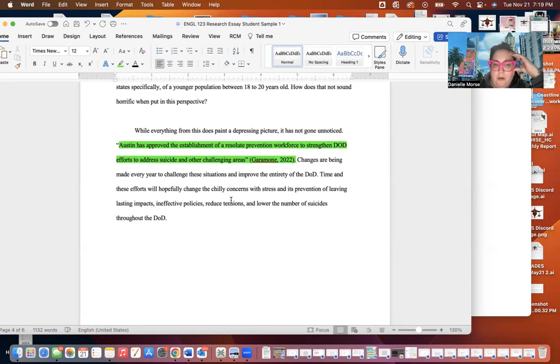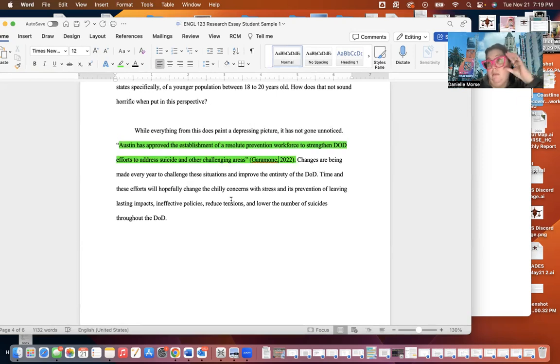Austin has approved, Austin, Texas, Austin, a person, has approved the establishment of a resolute prevention workforce to strengthen DoD efforts to address suicide and other challenging areas. Okay. Yeah, that's great. I don't know really how it's connected. Changes are being made every year to challenge these situations and improve the entirety of the DoD. Clearly, this person has an issue with the DoD's approach to mental health.